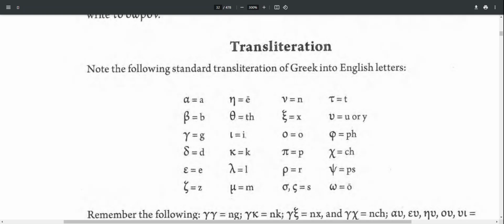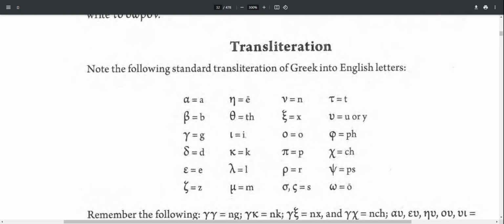Iota, you use the letter I. Kappa, you use the letter K. Lambda, you use the letter L. Mu, you use the letter M. Nu, you use the letter N. Xi, you use the letter X. Omicron, you use the letter O. Pi, you use the letter P. Rho, you use the letter R. Sigma, you use the letter S. Tau, you use the letter T.